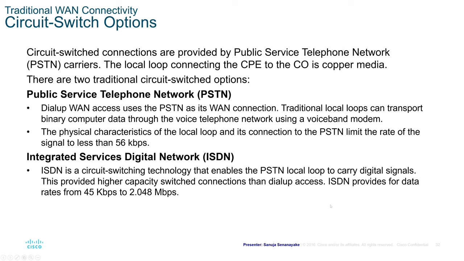Circuit switch options. Circuit switch connections can be provided by the public switched telephone network, also known as PSTN carriers. The local loop connecting the CPE to the CO is copper media. There are two traditional circuit switch options. Those are PSTN and ISDN, which I have briefly mentioned on our previous slides. The PSTN, also known as the Public Switched Telephone Network, is a type of dial-up WAN access that uses the PSTN as its WAN connection.